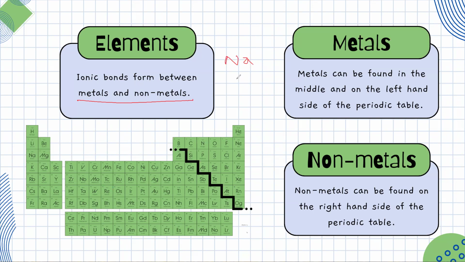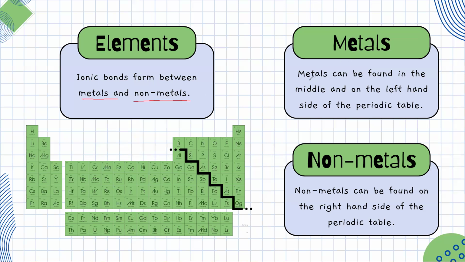How about you? What other examples of metals do you know? Calcium. Magnesium. Beautiful. Can you tell me the symbol for magnesium? Mg. Good. Basically, the elements that ionic bonds can be formed between are metals and non-metals.